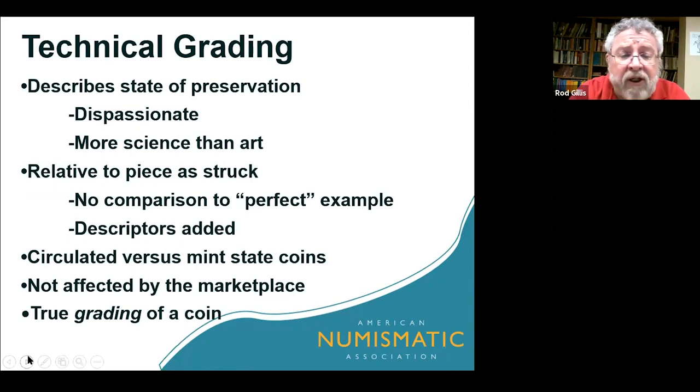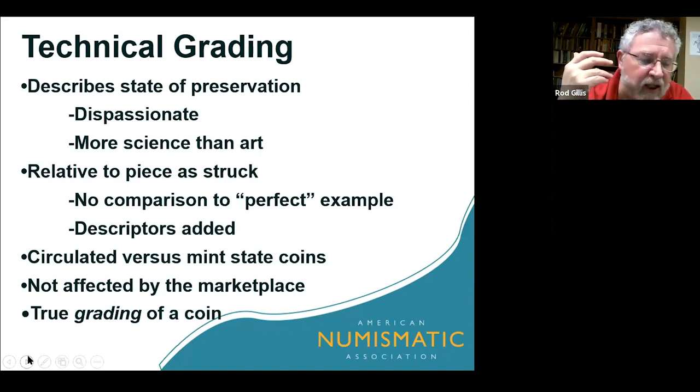So when we discuss technical grading, this is more science than art, because like I said, you can learn what amount of wear equals a specific grade. And when we use technical grading standards, it's understood that there's no such thing as a perfect example.